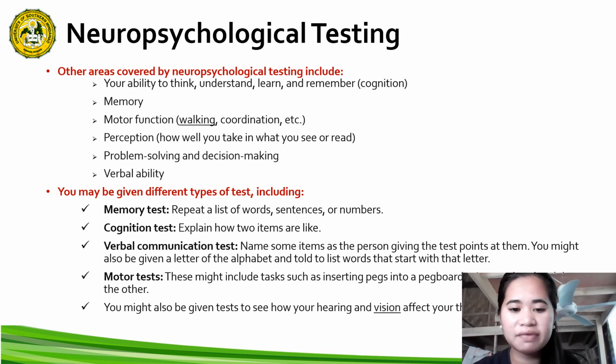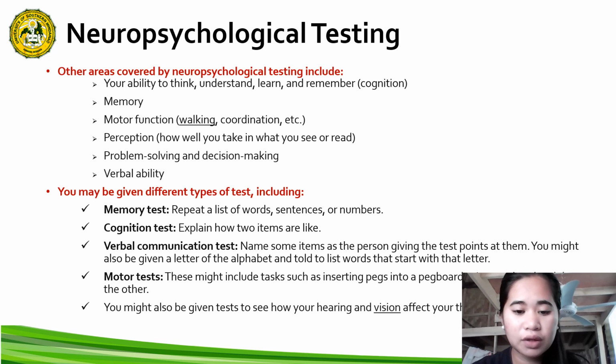You may be given different types of tests. The first is the memory test, which involves repeating words, sentences, or numbers. Next is the cognition test. In here, you will explain how two items are alike. For instance, if you see a picture of a dog and a cat, you might answer that they are both animals and they are both pets.